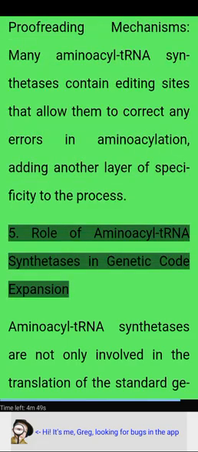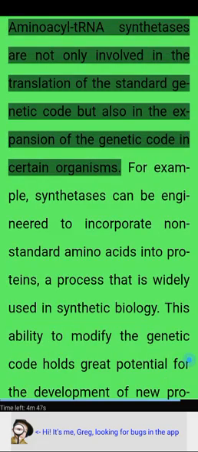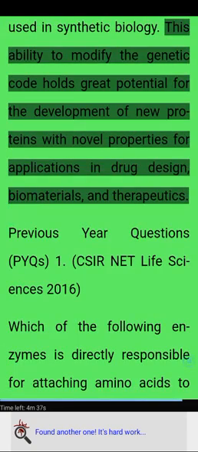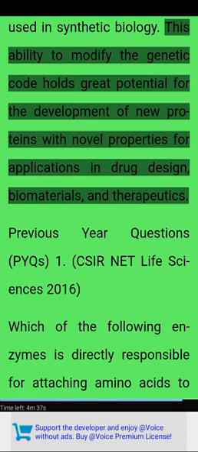5. Role of aminoacyl tRNA synthetases in genetic code expansion. Aminoacyl tRNA synthetases are not only involved in the translation of the standard genetic code but also in the expansion of the genetic code in certain organisms. For example, synthetases can be engineered to incorporate non-standard amino acids into proteins, a process that is widely used in synthetic biology. This ability to modify the genetic code holds great potential for the development of new proteins with novel properties for applications in drug design, biomaterials, and therapeutics.